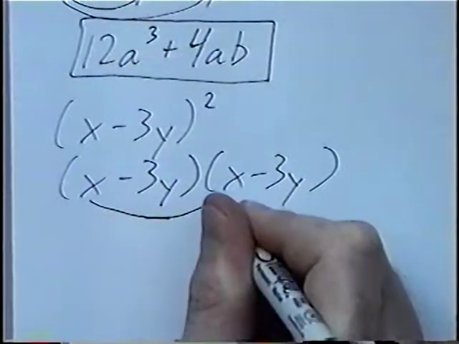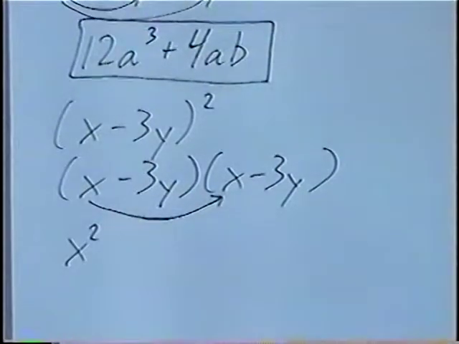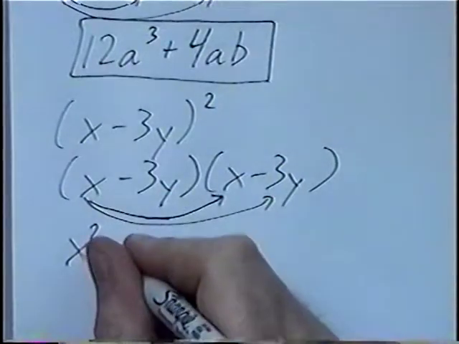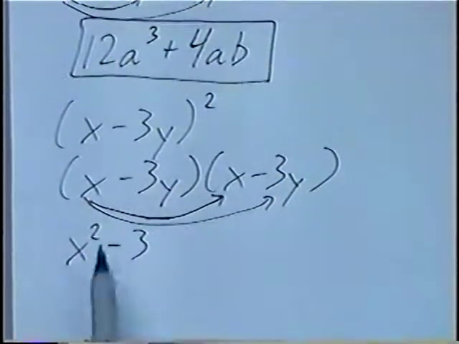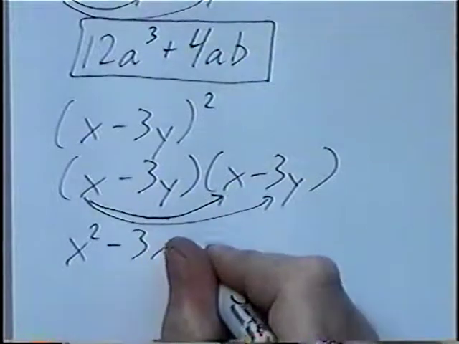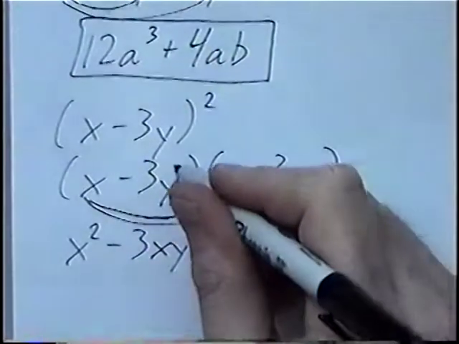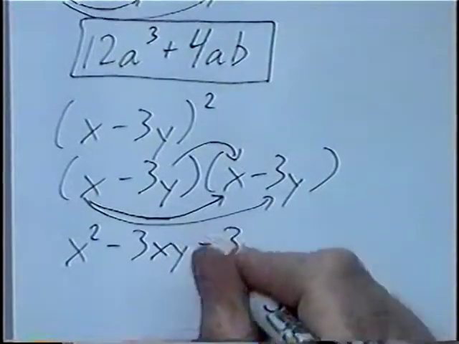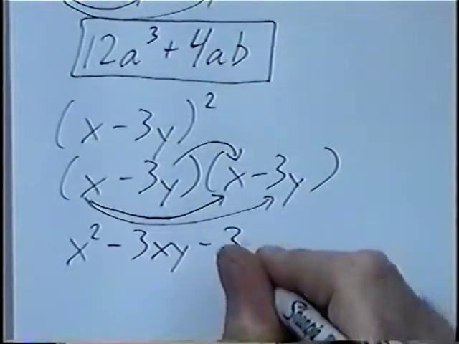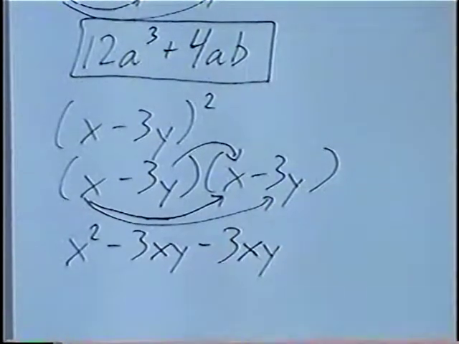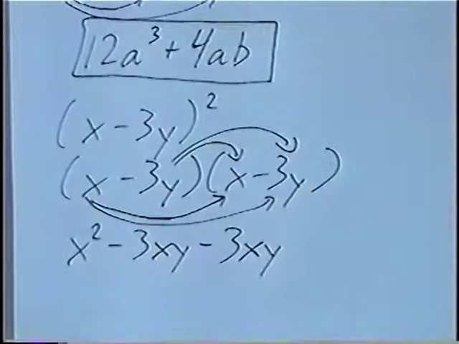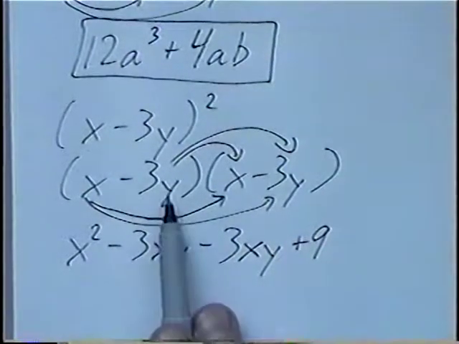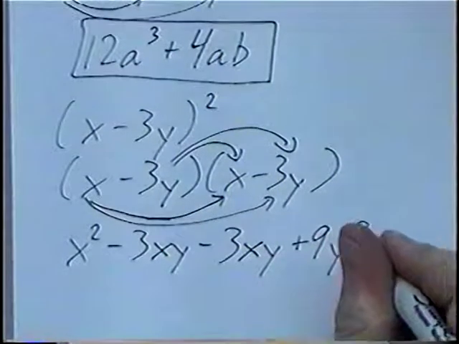Multiplying the first terms, x times x would be x squared. Multiplying the outside terms, x times negative 3y would be minus 3, x times y would be xy. Multiplying the inside terms, negative 3y times x would be negative 3, and we can put x first, times y. And multiplying the last two terms, negative 3 times negative 3 would be positive 9, and y times y would be y squared.